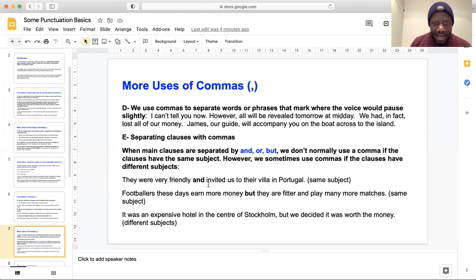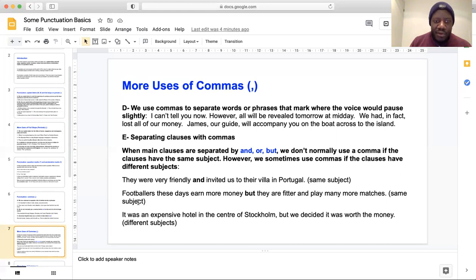They were very friendly and invited us to their villa in Portugal. So it's the same subject. They were very friendly, and it is they who invited us to their villa. So invited and were are two verbs depending on one subject, and the subject is they, and that's why we have used and here without a comma.